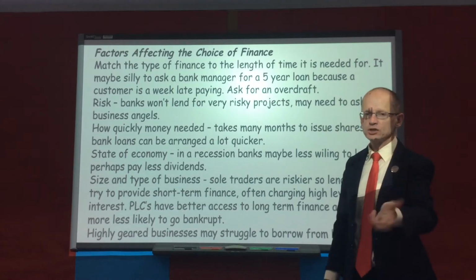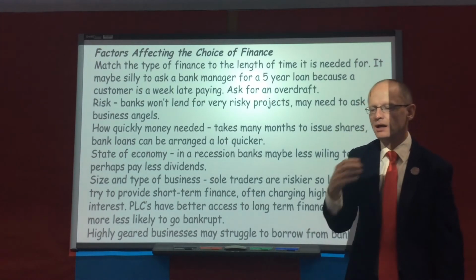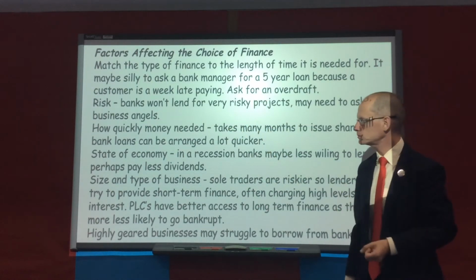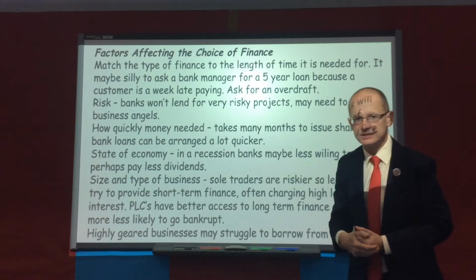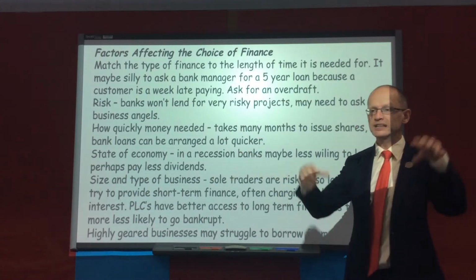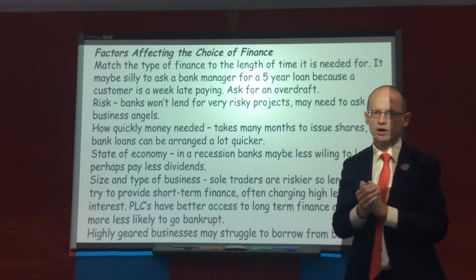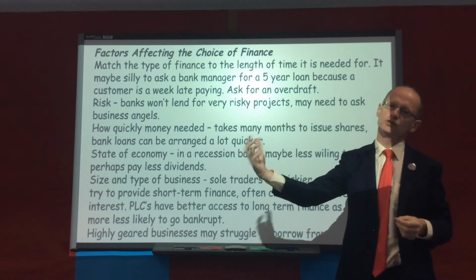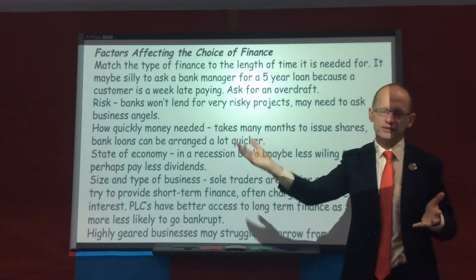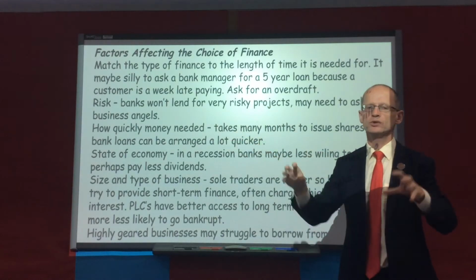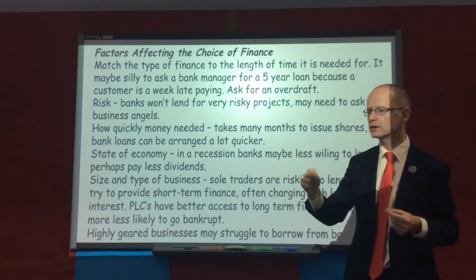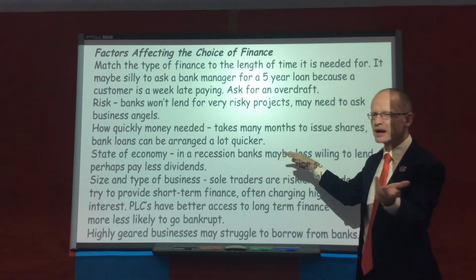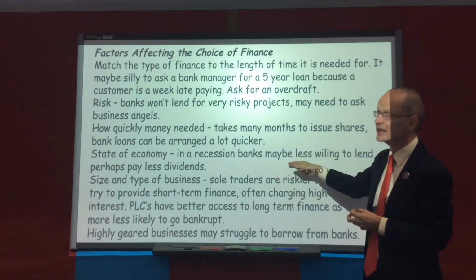Risk. Banks are not going to lend to exceptionally risky projects. The entrepreneur will probably have to go to a venture capitalist or business angel. How quickly you need the money? If a business has an opportunity to take over another business, but it needs a large amount of money and doesn't have enough retained profit to purchase that business, it might be easier to go to the bank and get a bank loan, because the bank should be able to lend the money a lot quicker than it would take to go to the stock market. It's going to take maybe 6 months to get new money from shareholders. The bank might be able to give you money almost instantaneously.